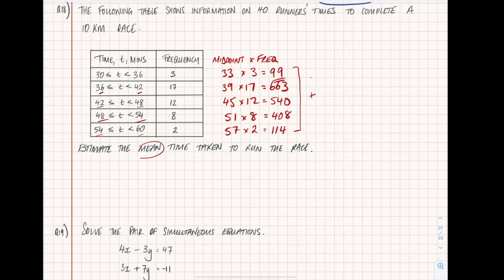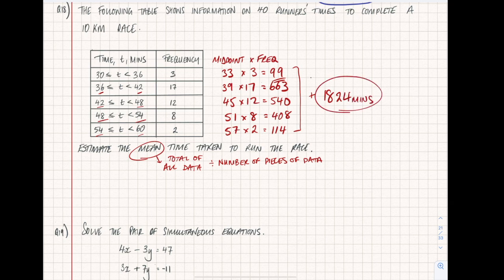When you think about the mean, it's all of it added together. So it's the total of all data divided by the number of pieces of data. Now, if you think about that, all of these numbers here is the total of all the time. So then I do 99 plus 663 plus 540 plus 408 plus 114. And when you add all of that together, you get 1,824 minutes. So this becomes my total time.